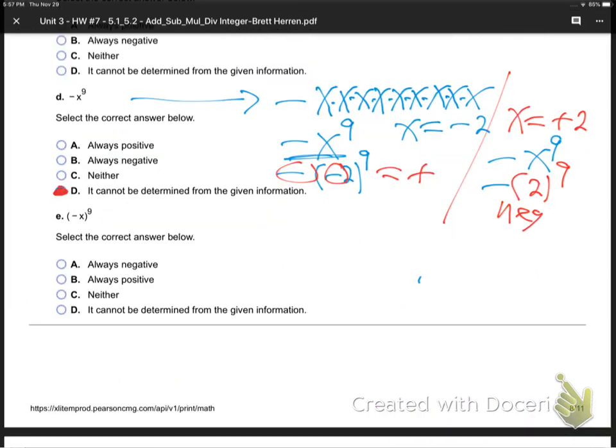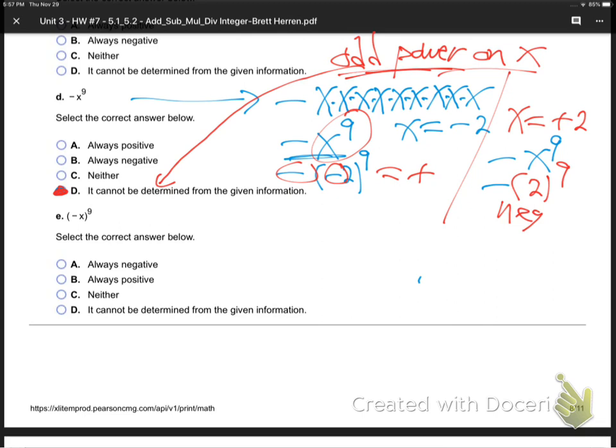Whereas this one, if you have an odd power, it's always going to be cannot be determined, because that could be positive or negative. An odd power on x is always going to be cannot be determined, because an odd power could be positive or negative. You put in a negative number to an odd power, it comes out negative. You put in a positive number, it's positive. All right, so let's see it down here. How about minus x to the ninth? Same deal. Odd power, cannot be determined. It could be negative or positive depending on what you plug in.